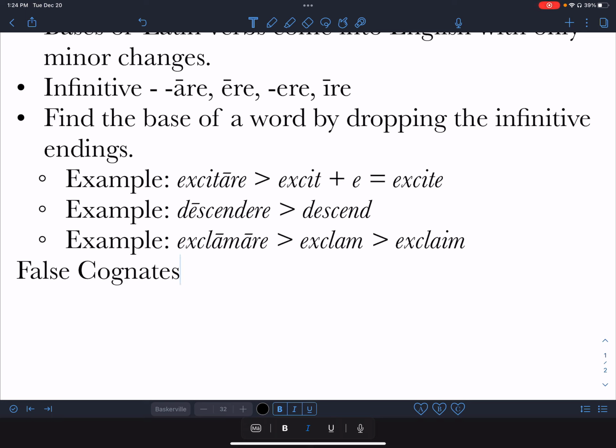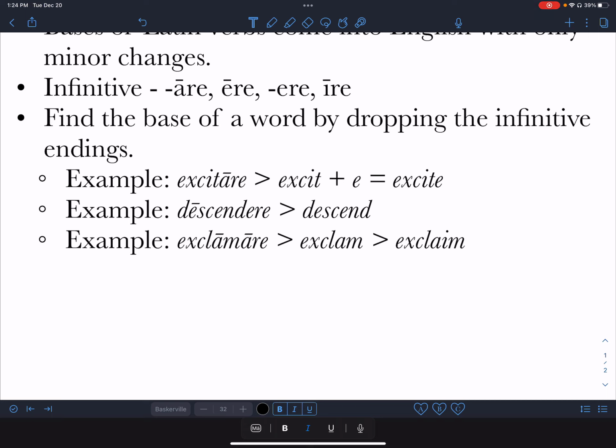Okay, so no. Those rumors are wrong. What? False cognates.